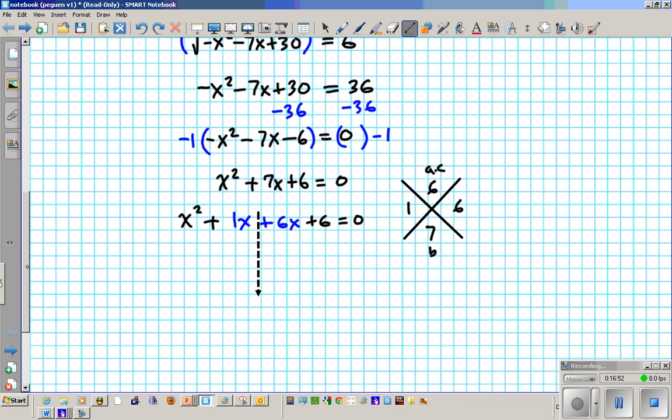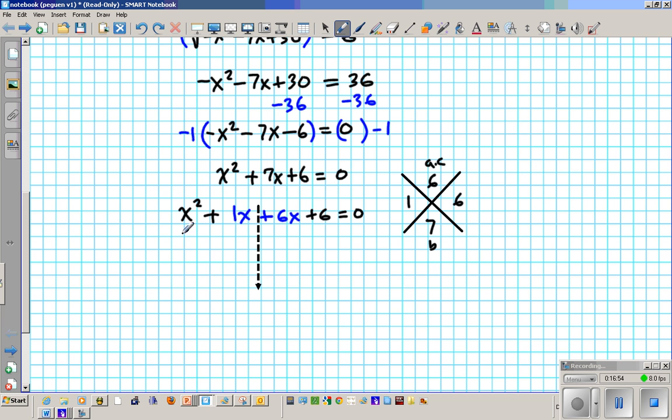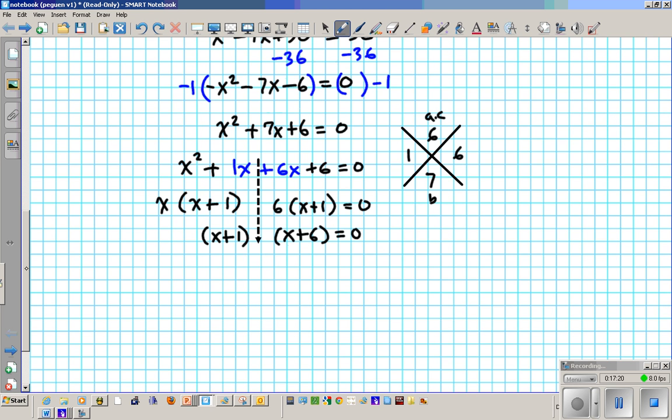Alright, so for the first two terms on the left side, I can take out an x and work with x plus 1. On the right side, I'll take out a 6. I'll be left with x plus 1. And the factored form is going to be x plus 1 times x plus 6 equals 0. So there you go. Alright, so let's solve this. To solve this, we set each quantity to 0.